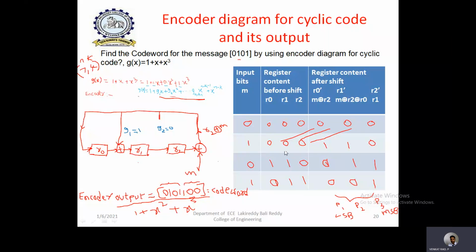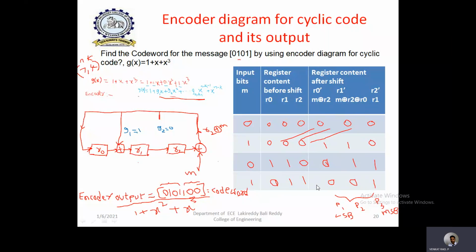So next input is 1. Consider the present values of the shift register contents are the same values as previous. So repeat the same here, and based on these values, find out R0 dash, R1 dash, R2 dash as 1, 1, 0. Okay, because R0 dash is M XOR with R2, that is 1 XOR with 0, that is 1. R1 dash is 1 XOR with 0, XOR with 0, that is again 1. R2 dash is equal to R1, so 0. So repeat this process until the last value of the input. So finally we get this.